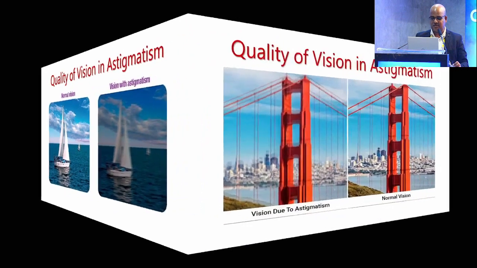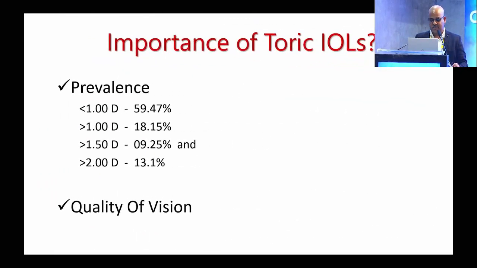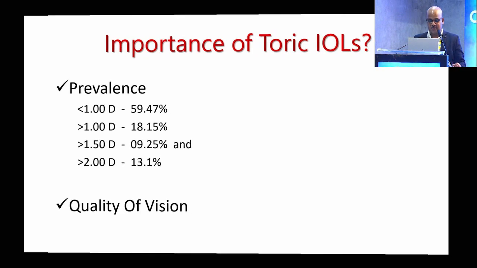Quality of the vision is poor in the case of astigmatism, in bright light as well as dim light. They see loss of contrast, blurring and ghosting of images. If you don't treat these patients with toric IOLs, you are losing a significant amount of income, because the prevalence of astigmatism in cataract patients is 18% for more than 1 to 1.5 diopters and 22% for more than 1.5. So by improving the quality of vision, we can improve satisfaction rates.